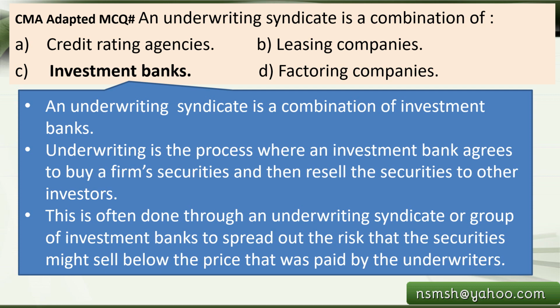Underwriting is the process where an investment bank agrees to buy a firm's securities and then resell the securities to other investors. For example, a firm wants to take a loan, so they give collateral securities, or the banks buy the securities like bonds or other debt securities, and there is a risk also. Return is there, and risk is there. So by syndication, this risk can be shared. This is often done through an underwriting syndicate, or group of investment banks, to spread out the risk that the securities might sell below the price that was paid by the underwriters.